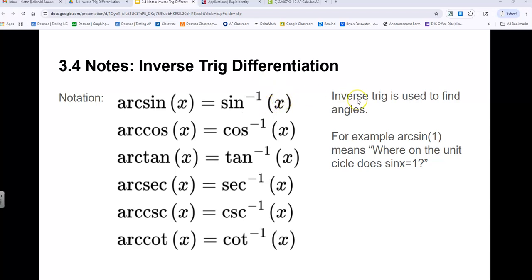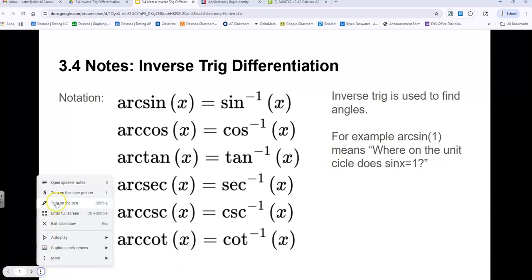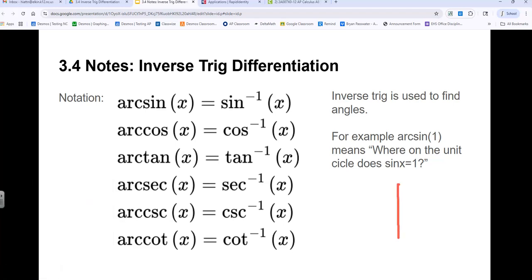Here, inverse trig is used to find angles. So, for example, if you're finding arc sine of 1, you are finding where on the unit circle does sine equal 1. So, like, if I am doing arc sine of 1, where on this unit circle would my sine, which is my y coordinates, be 1? It's going to be right up here. Right there's my coordinates, 0, 1.